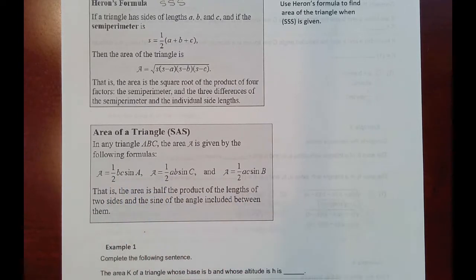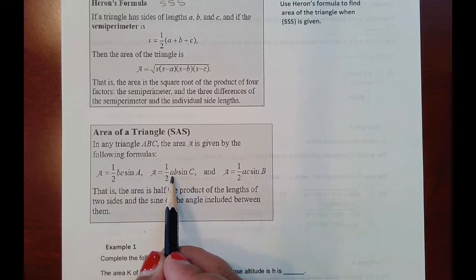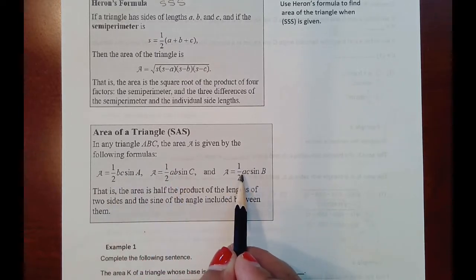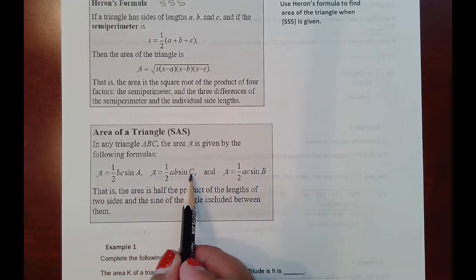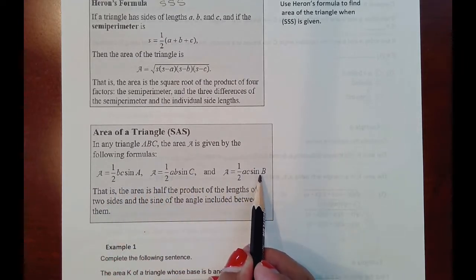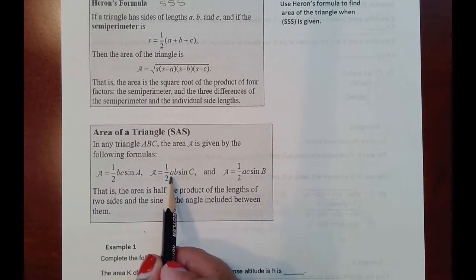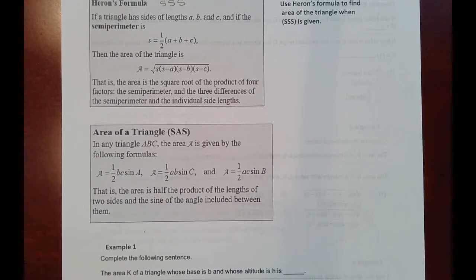And that's what all three of these formulas mean. It's just that you might be given sides B and C, you might be given sides A and B, you might be given sides A and C. But in any of these formulas, the angle that you're seeing there must be the angle in between the two sides that you've been given.